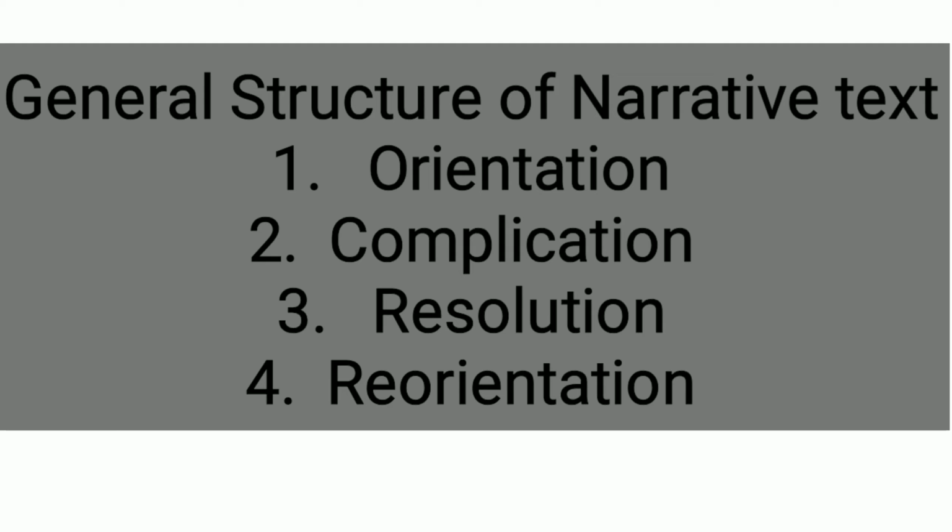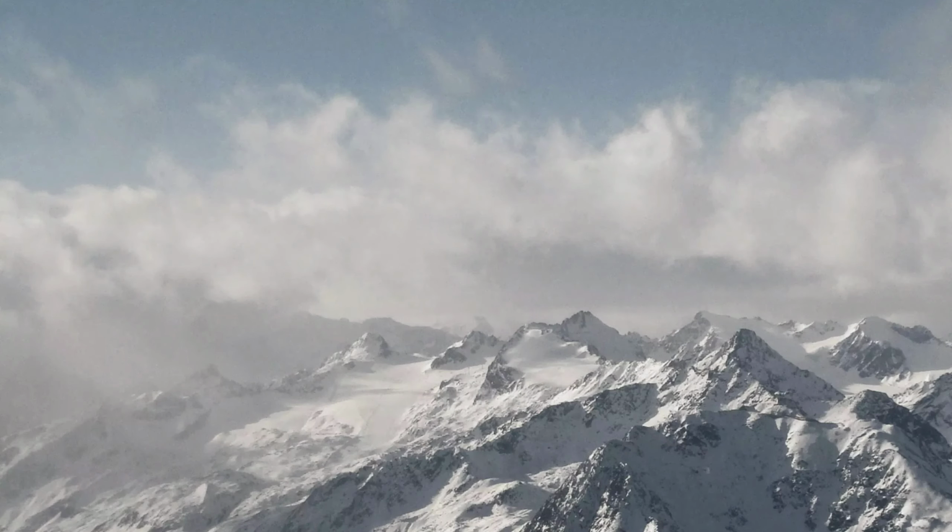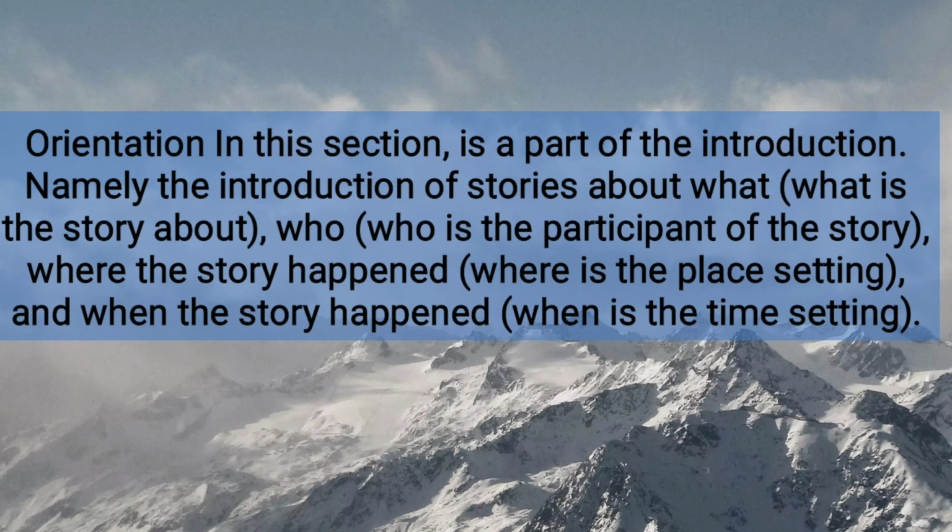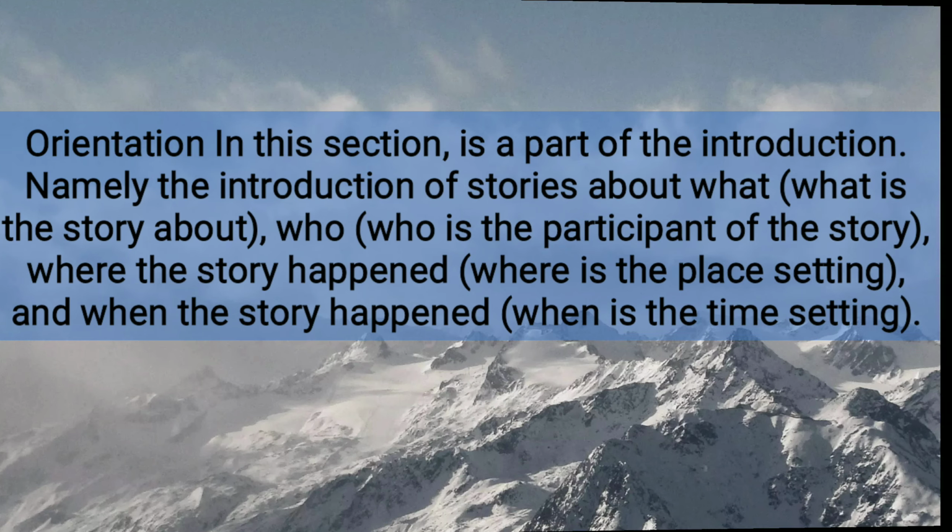The general structure of narrative text is orientation, the second is complication, the third is resolution, and the last is reorientation. Orientation is the introduction part of the story: what the story is about, who the participants of the story are, where the story happened, and when the story happened.